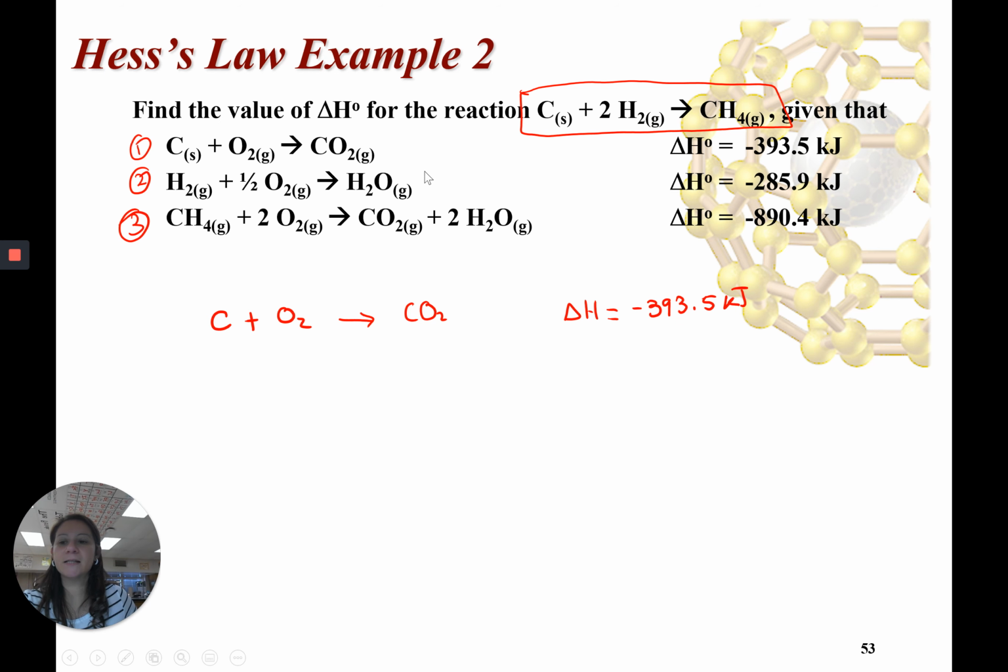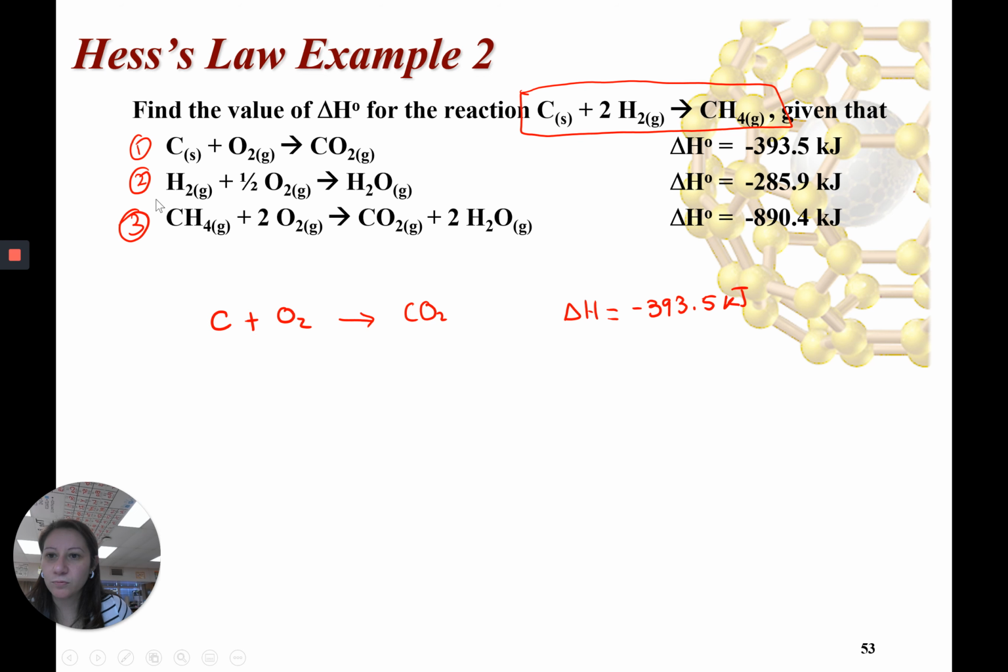Okay, next is 2H2. I see the 2H2 in equation number 2. Let's check, is it the correct side? Yes. This is a reactant here, it's a reactant here. Is it the correct coefficient? No, it's not. We wanted 2H2, but here it says just 1H2. So we need to manipulate this equation so that this looks the same as what we wanted here.